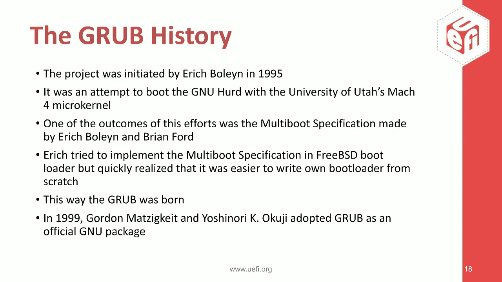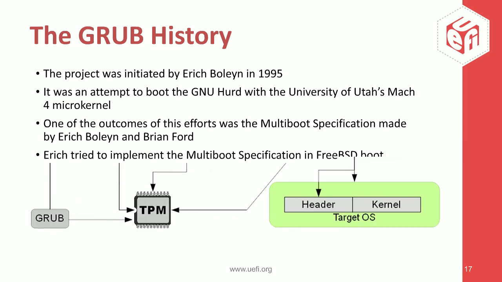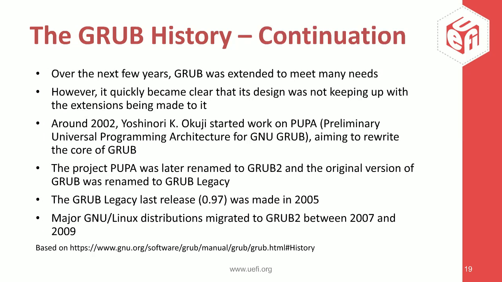Eric tried to implement this specification in the FreeBSD bootloader, but he quickly realized that it was easier to write a bootloader from scratch. So this way, GRUB was born. In 1999, GRUB was adopted as an official GNU package. Over the next few years, GRUB gained a lot of very interesting features. But during this work, it became clear that the design was not keeping up with the extensions being made. So around 2002, a new project was started.